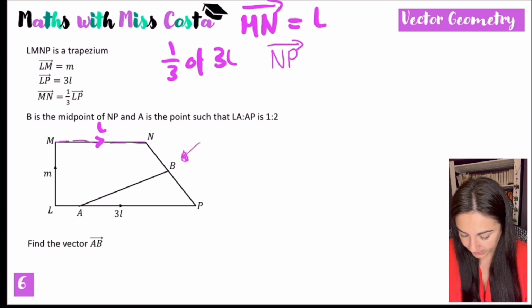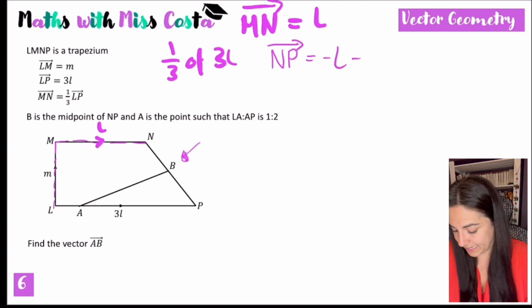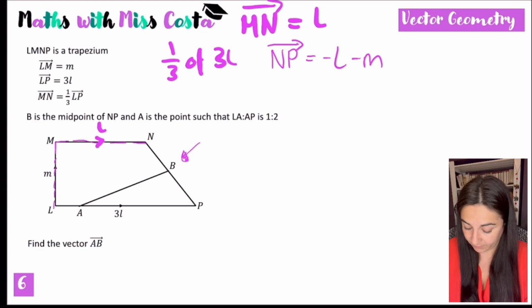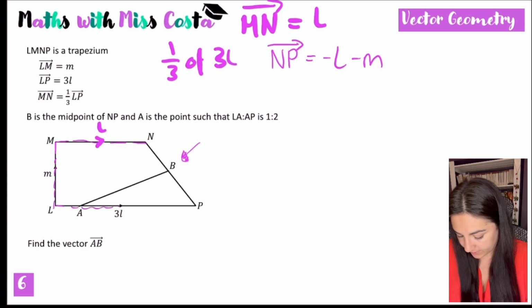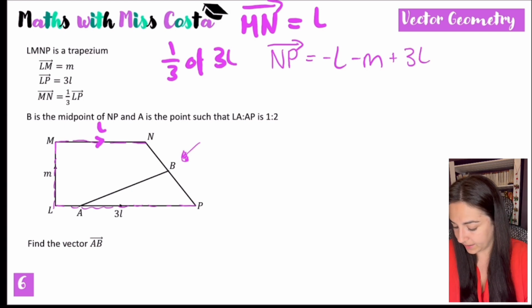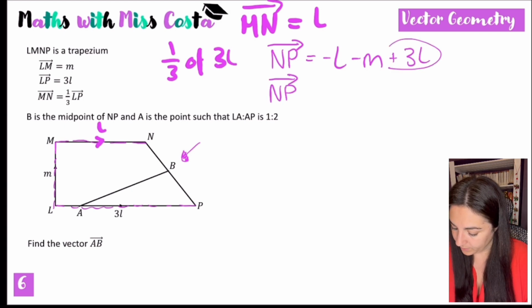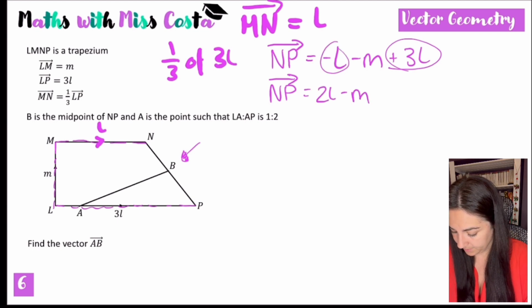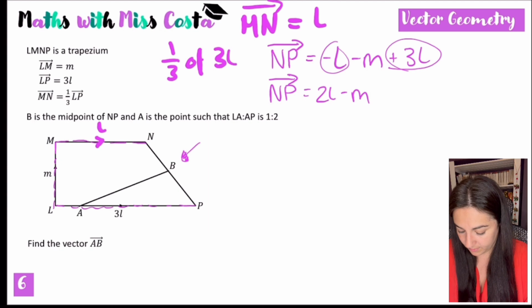Well, I could go along here. So that would be negative L because I'm changing the direction. Along here, which would be negative M because I'm going against the flow of the direction. And along here, which would be plus 3L. So let's simplify that. NP would be 3L take L is 2L take M. So to get from N to P, that is my route.